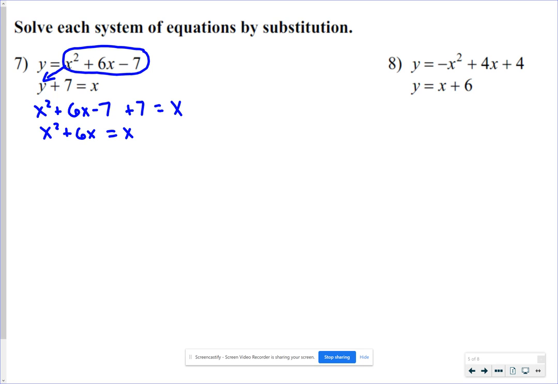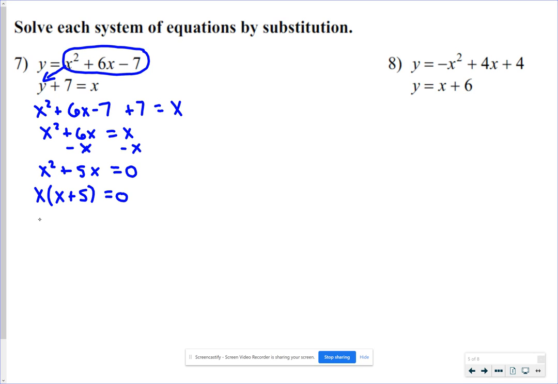Now it's a quadratic, so we're going to set it equal to 0 by subtracting an x from both sides. And 6x take away 1x is 5x. X take away x is 0. That I can factor. Don't forget, you need to look for the GCF. X squared and 5x have a common factor of x. So I'm going to pull out the common factor of x. Divide x squared by x, we get x. Divide 5x by x, we get 5. X times x plus 5. Look at it. If you distribute the x, you do get x squared plus 5x.